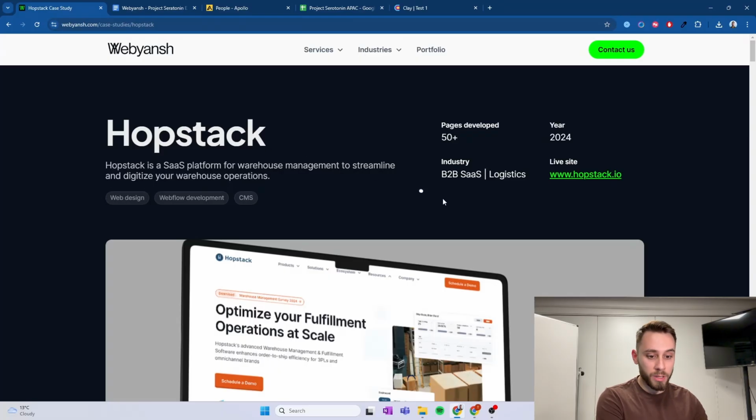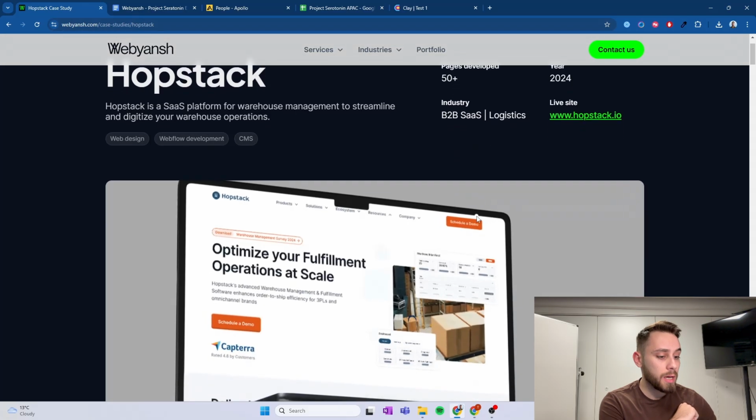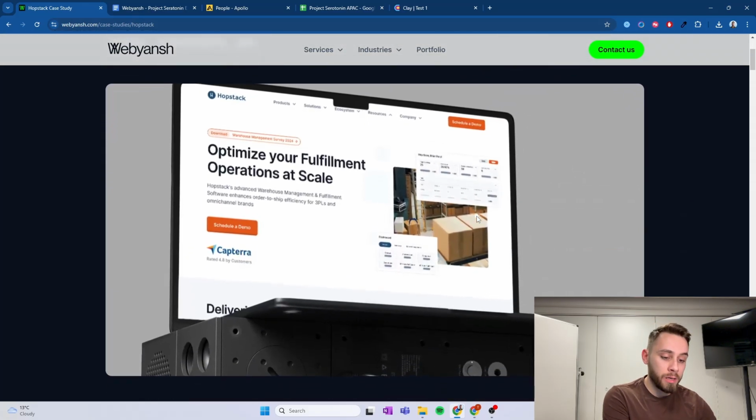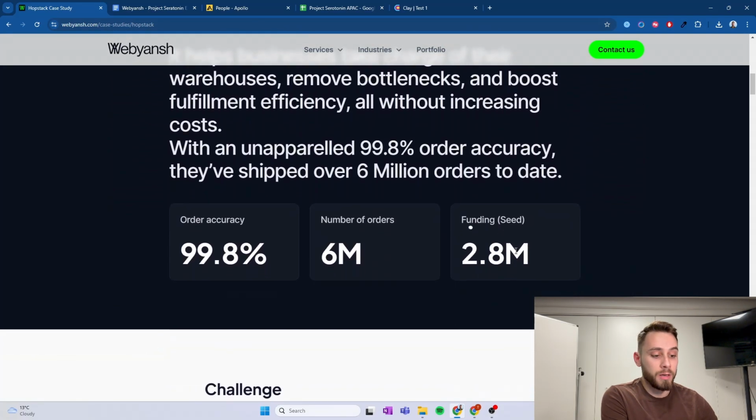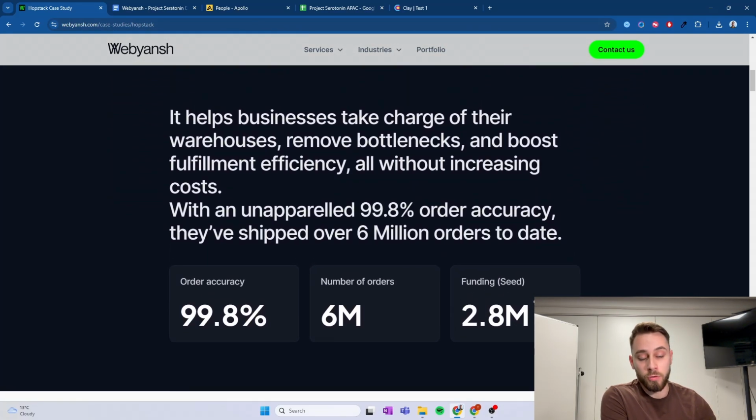First of all, we're going to be going through the case study that we're going to be using in this example. So we have this web dev client who is located in the APAC region, as I said, and they have a case study with Hopstack, which is a SaaS platform for warehouse management. They essentially streamline and digitize the warehouse operations. All right. So our client here, they basically revamped their platform, and because of the revamp, it was essential for this company to secure funding.